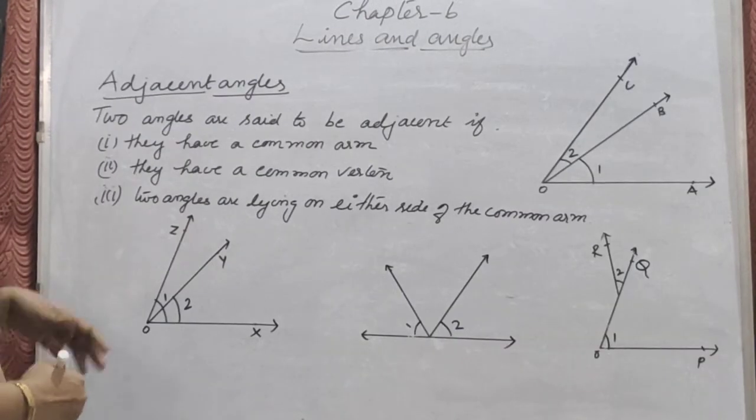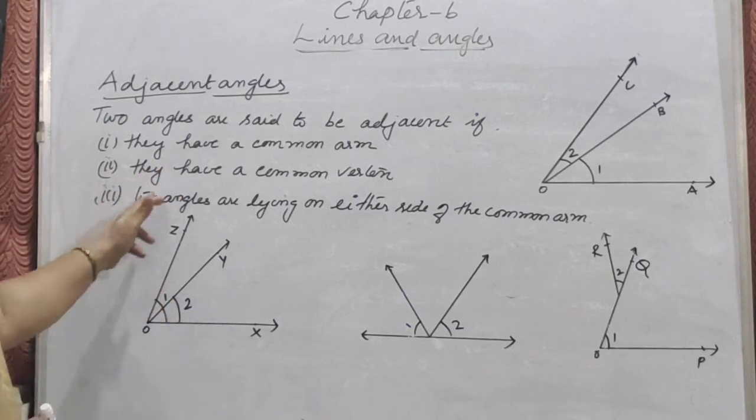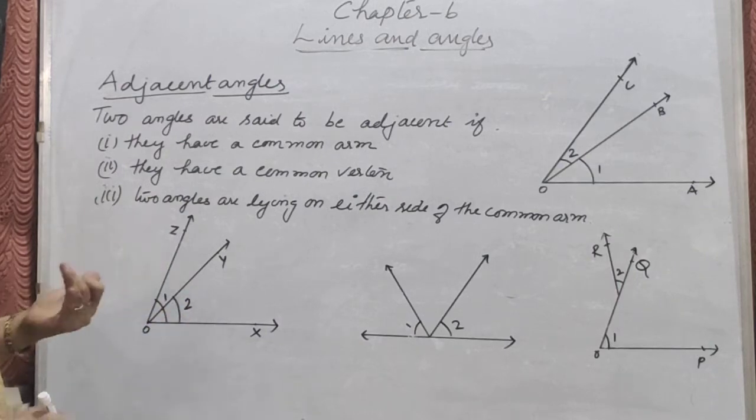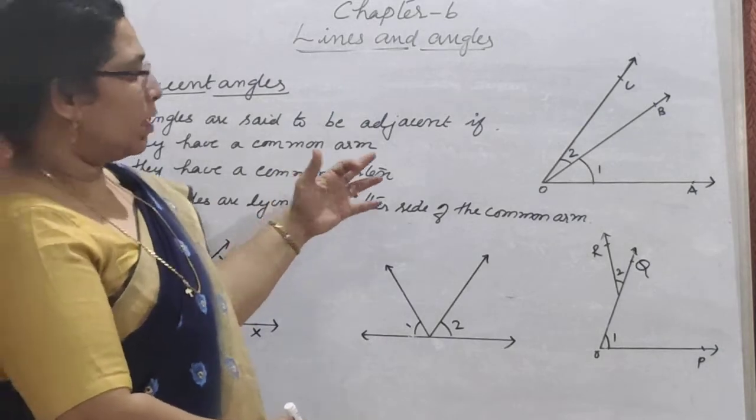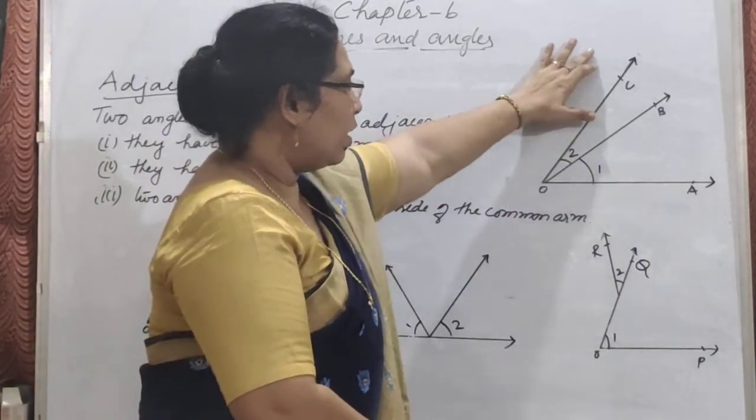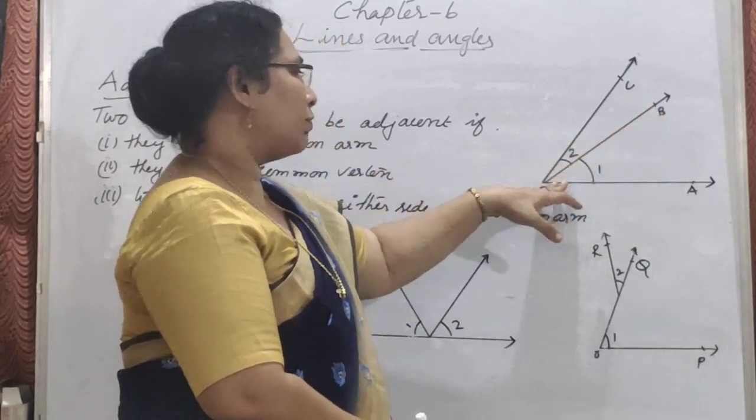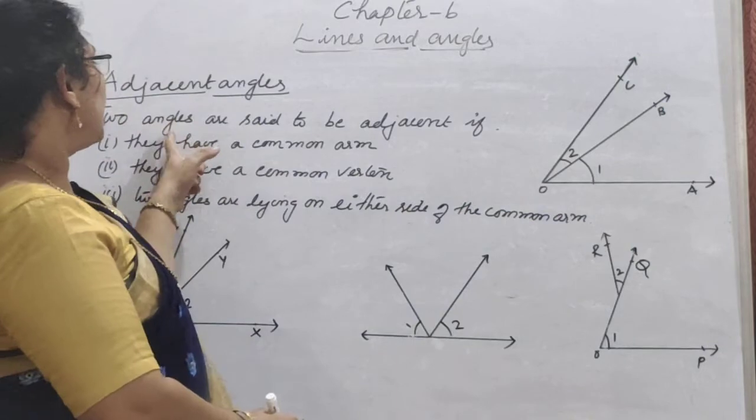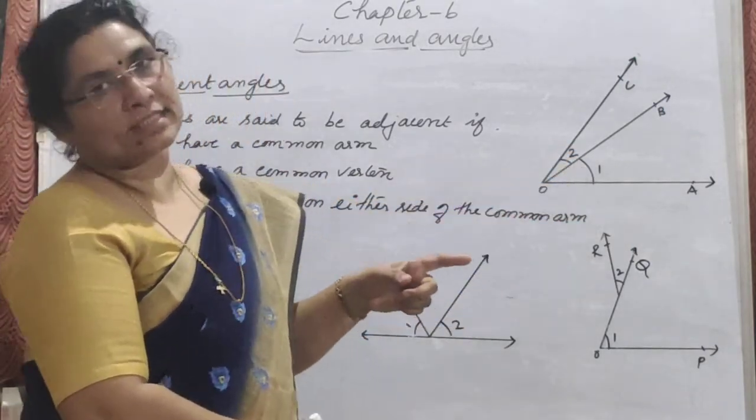Adjacent angles. Two angles are said to be adjacent if they have a common arm, a common vertex, and the two angles are lying on either side of the common arm. Let us see this example, a diagram. We have marked here COA as the bigger angle, and we have joined one more ray here, that is OB. Now by the definition of adjacent angles, angle 1 and 2 are called adjacent angles.